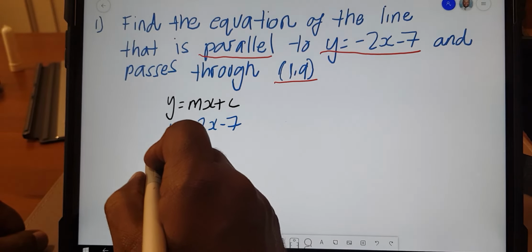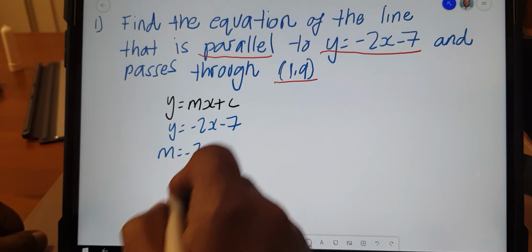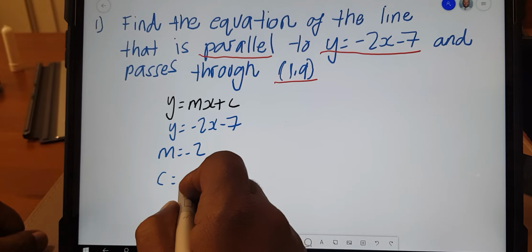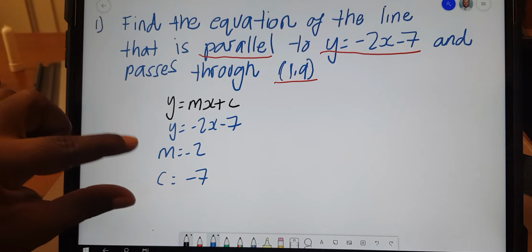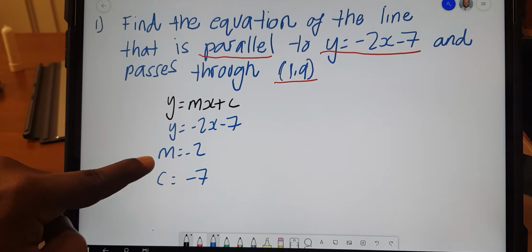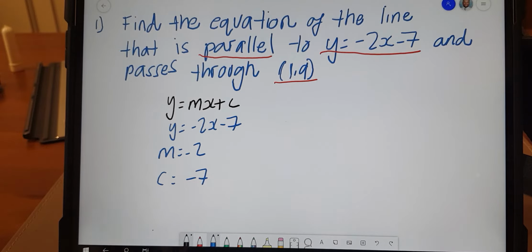So what we've got here, m is equal to -2 and c is equal to -7. However, this is just for extra information. The key is to find your gradient. And what do we know about parallel lines? Parallel lines have the same gradient.